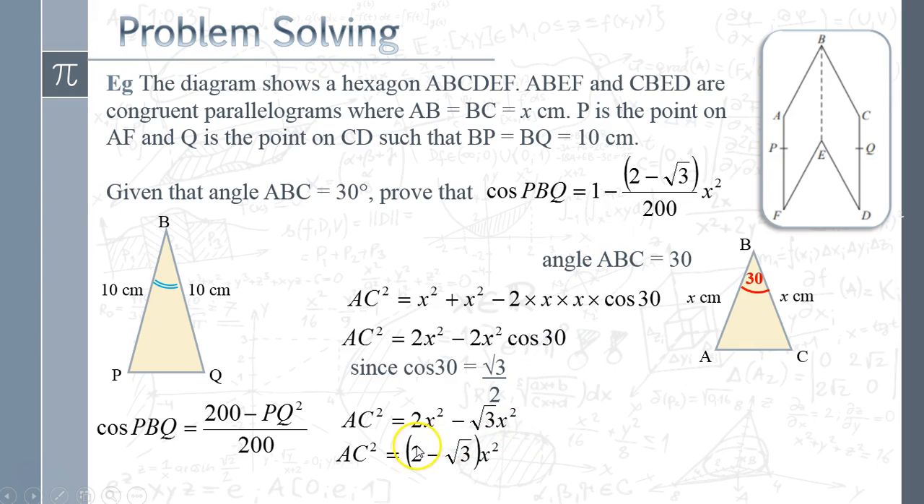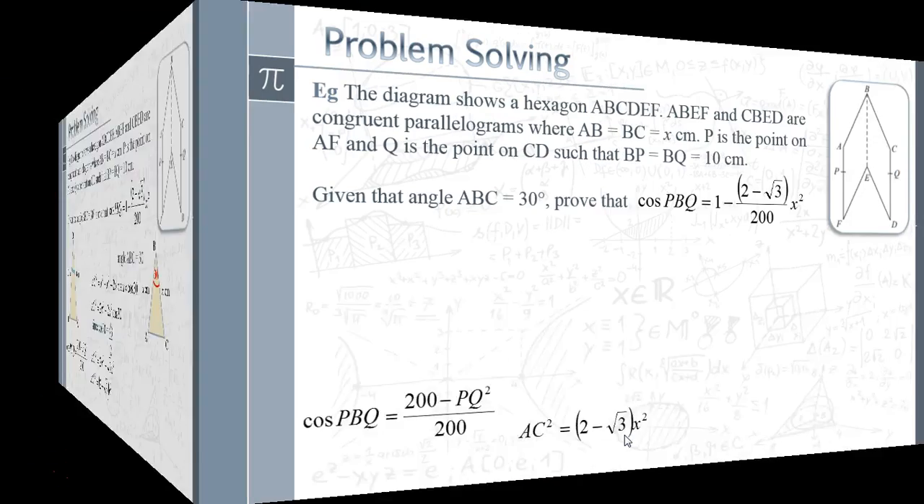Hopefully you can see this 2 minus root 3 is appearing in here, so it's looking like we're going in the right direction. The other thing I'm going to do is, normally with a cosine rule question, the last thing you do is square root it, but if you remember from previously, over here we've got PQ squared, so I'm going to keep this as AC squared because it's the square that I'm looking for. We'll see what's going to happen now.